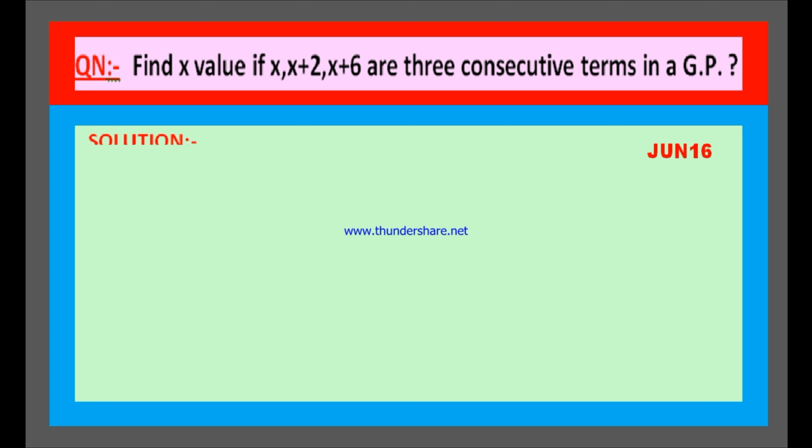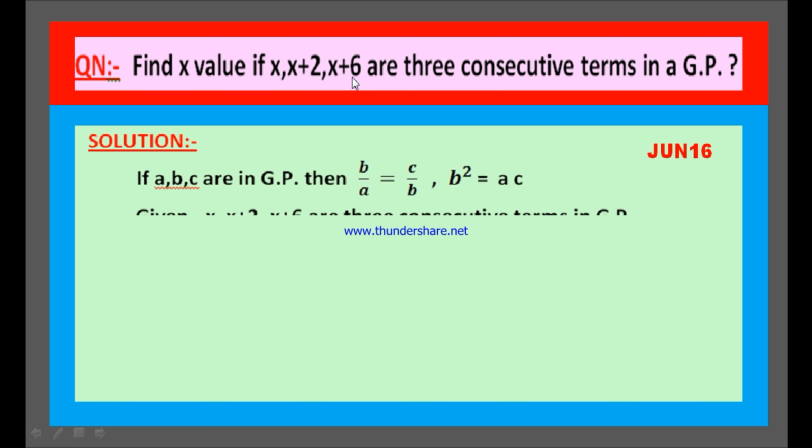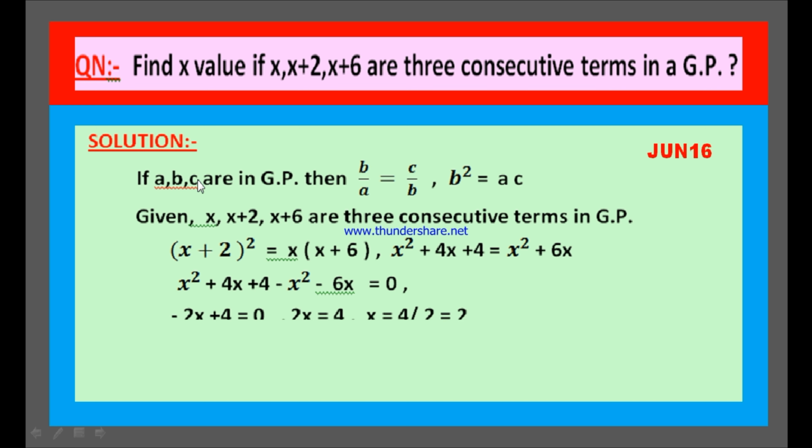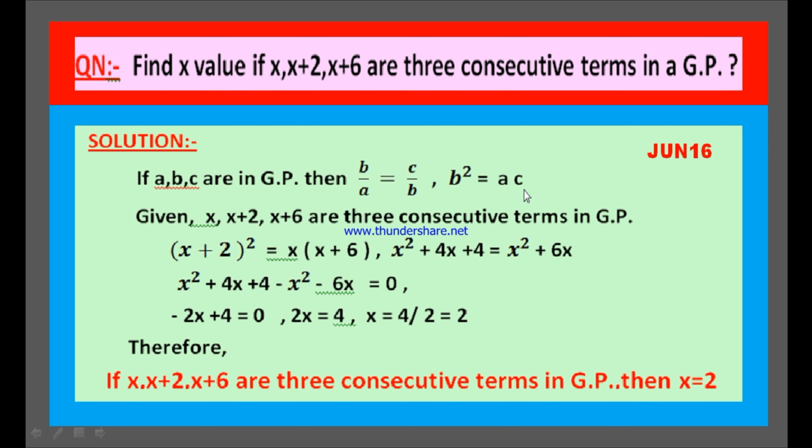Here is the solution. We have given 3 consecutive terms of a GP. What are the 3 terms? X is one term, and x plus 2 is the second term, and x plus 6 is the third term. We know that if A, B and C are the 3 terms in a GP, then their common ratio is same. That is, B by A is equal to C by B. Or by cross multiplication, B square is equal to AC.